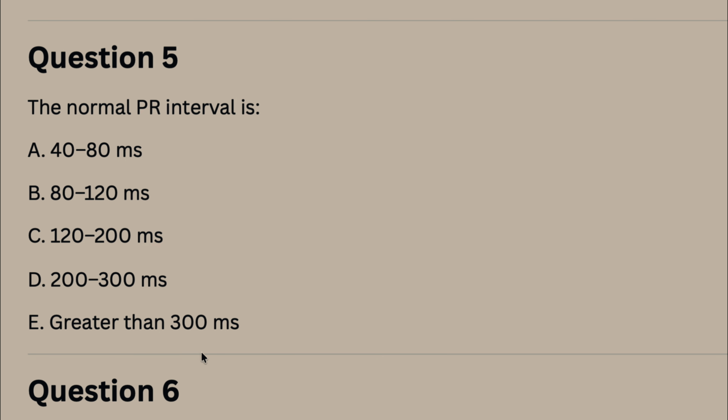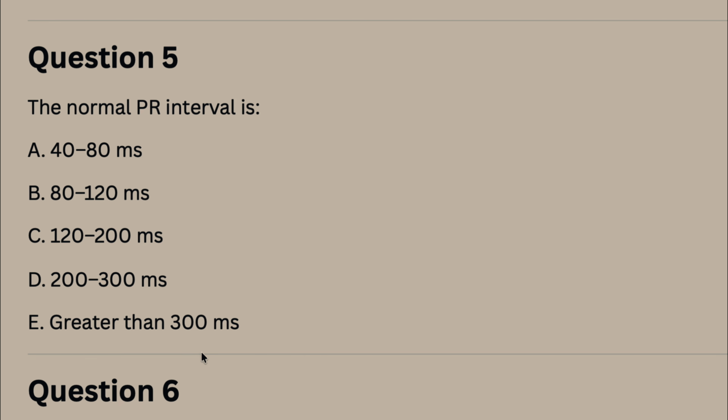Now let's look at question 5. The normal PR interval is... well, that's one of the options: 40 to 80, 80 to 120, 120 to 200, 200 to 300, and greater than 300. Now the key here is remembering the normal ECG values. The PR interval begins at the start of the P wave and ends at the beginning of the QRS complex.